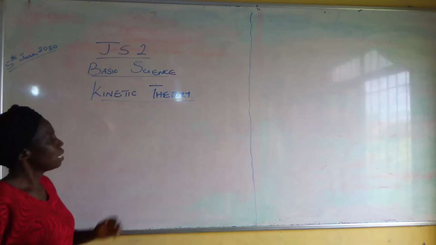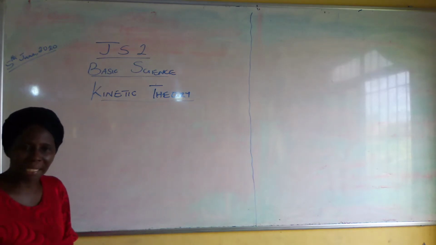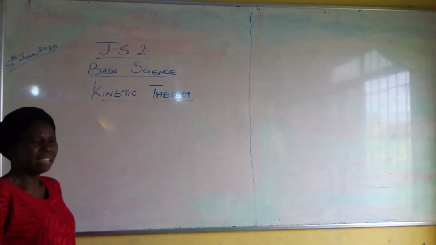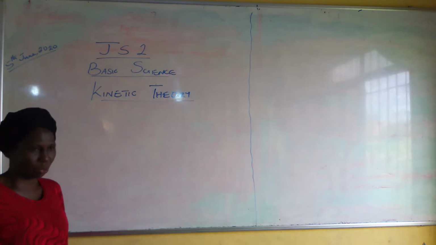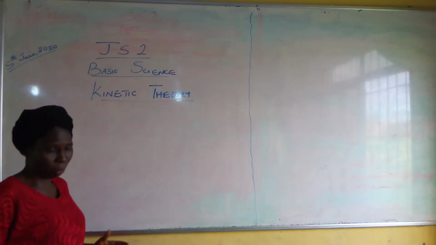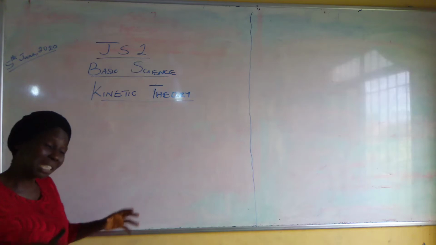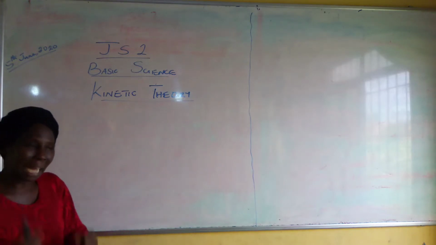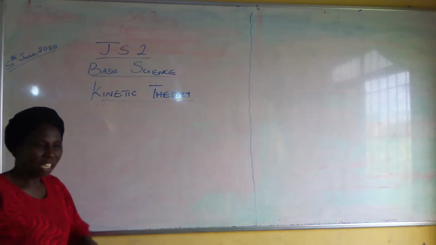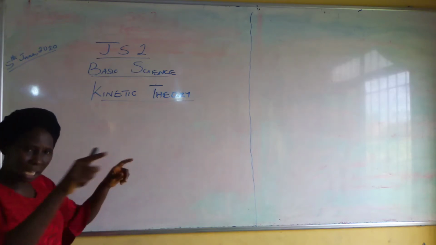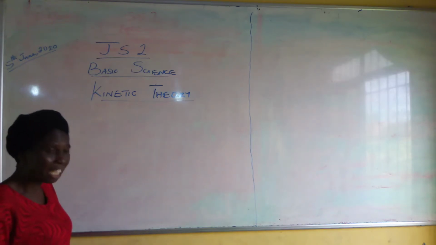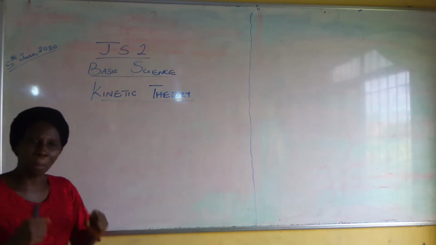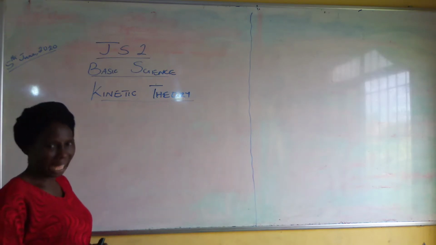Number one, the man said that matter is made up of tiny, very minute particles, which can be called atoms, that are always in constant motion, and at the same time they possess kinetic energy. They move constantly, randomly, and they possess kinetic energy.